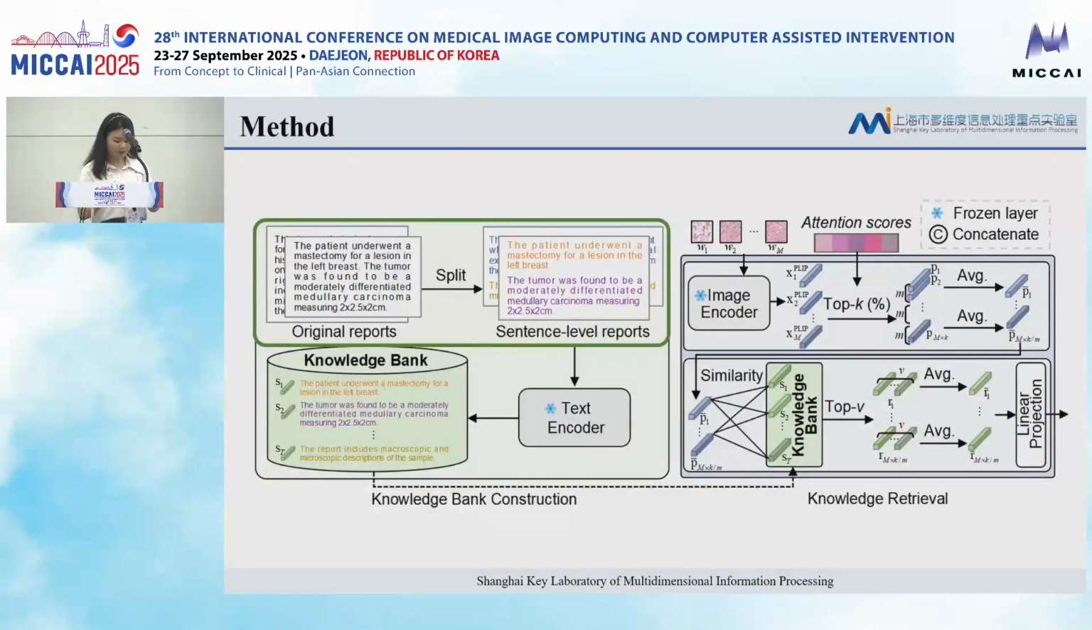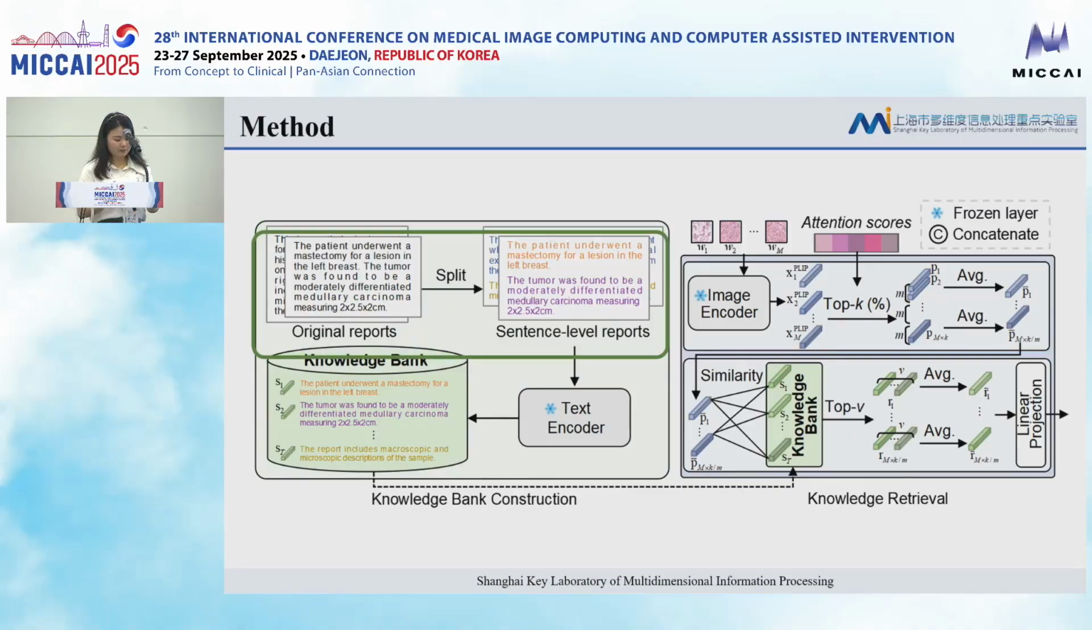In the knowledge branch, to emulate the diagnostic expertise of pathologists, we built a knowledge bank by converting training set pathology reports into feature embeddings. Since the text encoder of existing pathology large models based on CLIP has a maximum input length of 77 tokens, we split long reports into sentences before embedding them into knowledge features, which are stored in the knowledge bank.